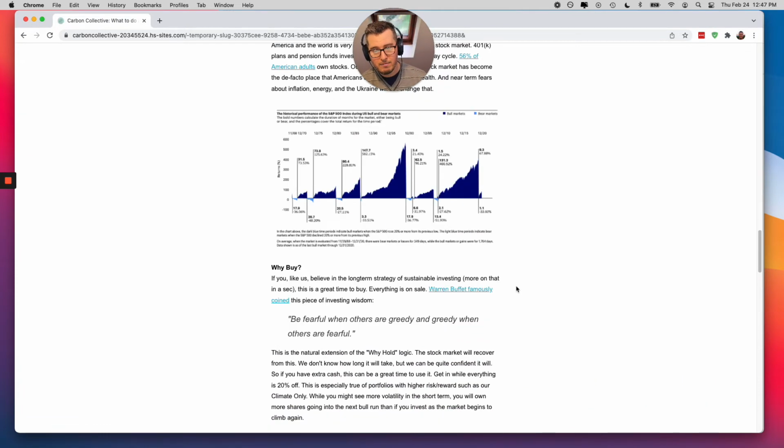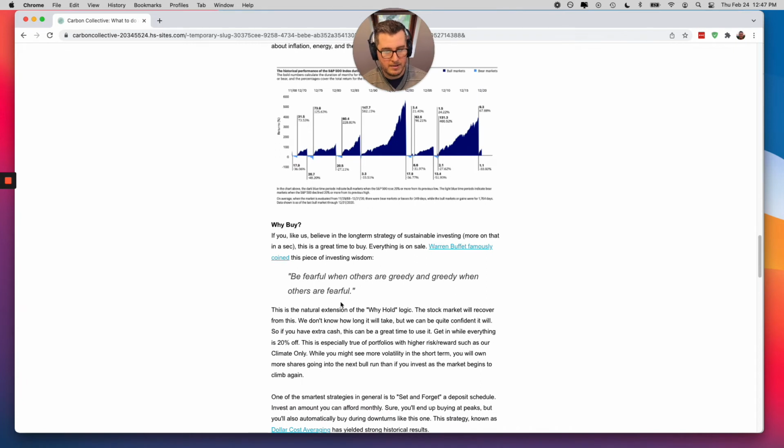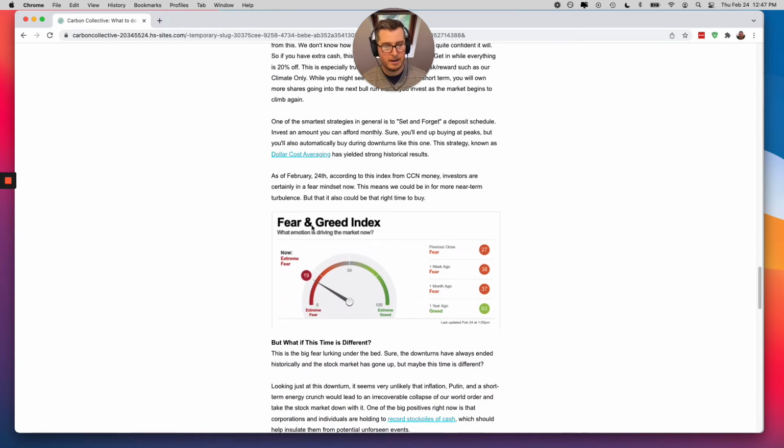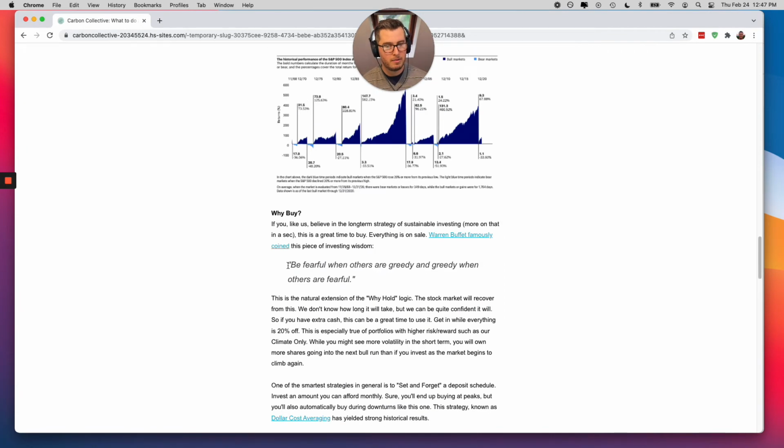The other adage here is from Warren Buffett, who said, be fearful when others are greedy and greedy when others are fearful. This is the time to buy. Everything is on sale right now. This is especially true in the renewable energy sector where prices have been depressed. So this is a good time to get stocks for 80 cents on the dollar. Because as we can see now, this is a screenshot from today, in terms of fear and greed, very much on the fear side of it. So if you want to follow in Buffett's footsteps, be greedy when others are fearful, this is the time to do it.